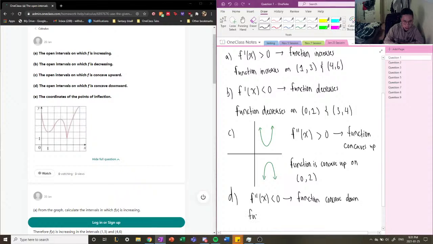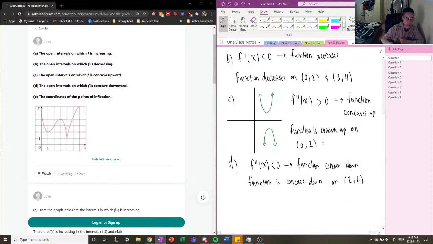And the function is concave up or concave down on 2 different intervals. So it's concave down on 2 to 4, and it's also concave down from 4 to 6. So it's actually just concave down on 2 to 6. Okay, cool. All right, finally E.